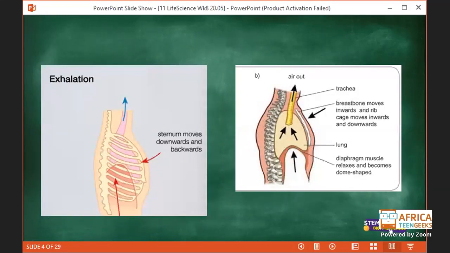Then we looked at exhalation. In exhalation, the diaphragm relaxes and becomes arched. The external intercostal muscles relax and the rib cage is lowered, and the thoracic cavity decreases in volume and pressure increases. The air in the lungs, which is rich in carbon dioxide, is forced out of the lungs because of the increased pressure.